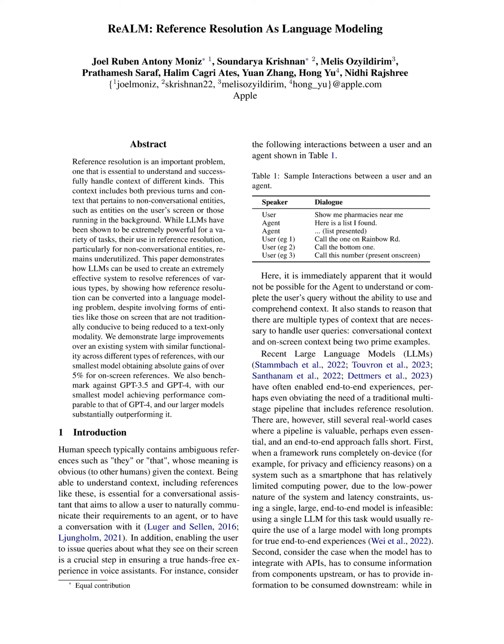Additionally, in scenarios where the model needs to integrate with APIs, consume information from upstream components, or provide information to be consumed downstream, an end-to-end approach would require a complete overhaul of existing pipelines, which might be cumbersome or completely infeasible. Therefore, in cases where efficiency, privacy, limited computing power, integration with existing systems, and the need for modular and transparent improvements are crucial, a traditional pipeline approach is considered valuable over an end-to-end approach.